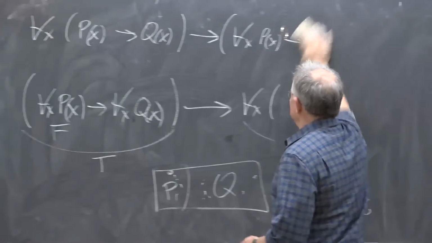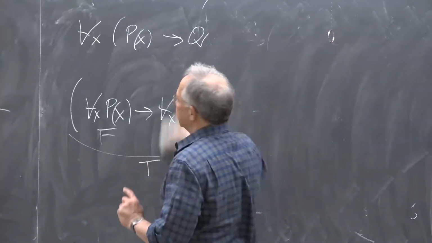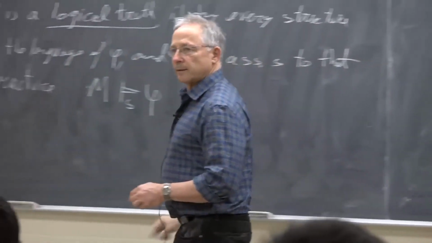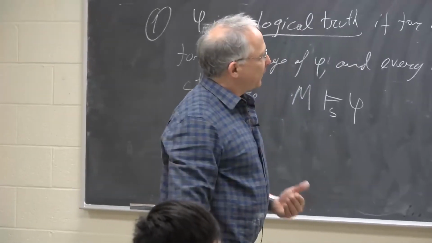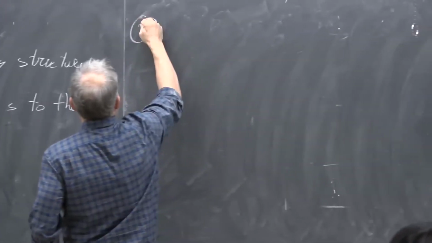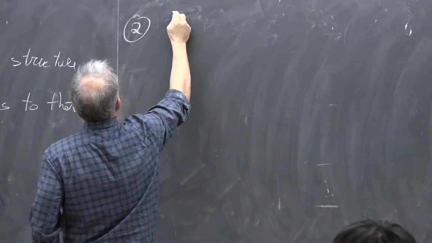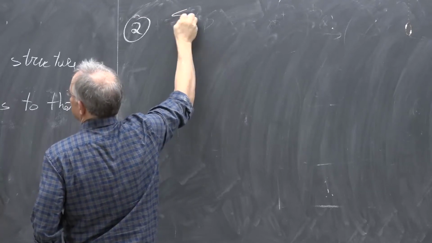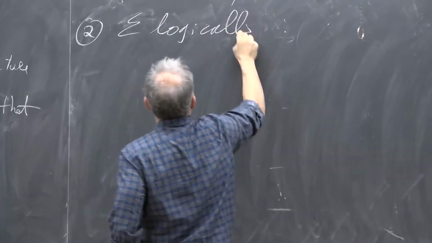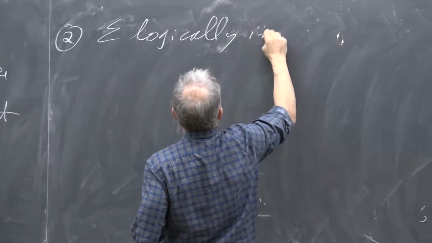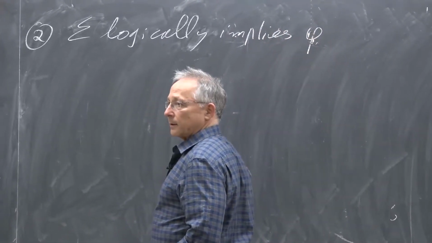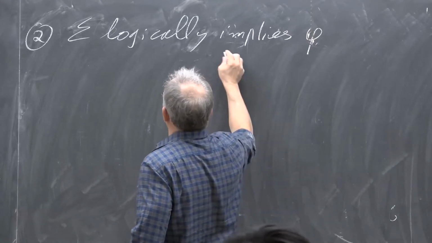I want to, so we discussed the first semantic notion, which is phi is a logical truth. And an immediate extension of this is the second logical notion, which is sigma logically implies phi. So we have logical implication.